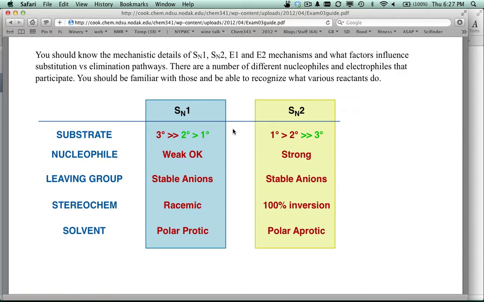Weak nucleophiles, since it's not involved in the rate determining step, work when you form carbocations. Anything that's even weakly nucleophilic will add. To do SN2, you have to have a good, strong nucleophile. Leaving groups, inversion, mixtures, polar aprotic solvent, polar protic solvents are best. So if you put all that together, that can help you figure out which way a reaction might proceed. By the way, if you start with one stereoisomer and you end up with mixtures, you know it has to be an SN1. If you get 100% of an inverted product, you know it has to be SN2.